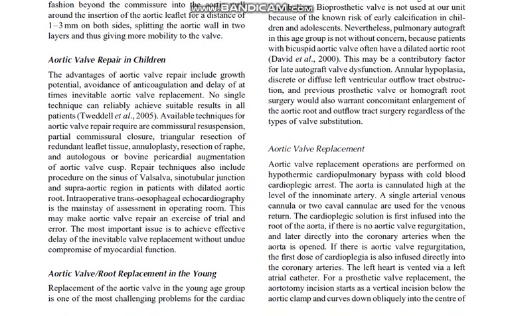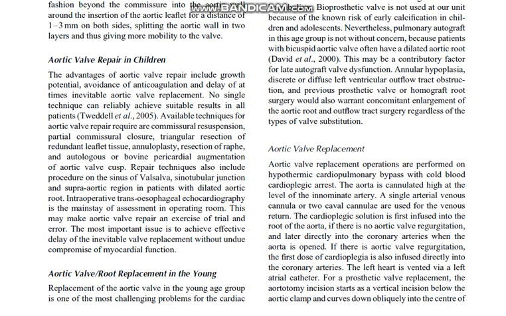Aortic valve replacement. Aortic valve replacement operations are performed on hypothermic cardiopulmonary bypass with cold blood cardioplegic arrest. The aorta is cannulated high at the level of the innominate artery. A single arterial venous cannula or two caval cannulas are used for the venous return. The cardioplegic solution is first infused into the root of the aorta if there is no aortic valve regurgitation, and later directly into the coronary arteries when the aorta is opened. If there is aortic valve regurgitation, the first dose of cardioplegia is also infused directly into the coronary arteries. The left heart is vented via a left atrial catheter.